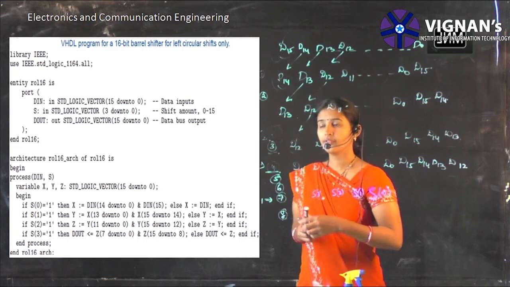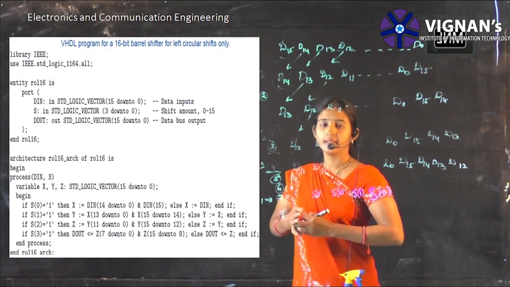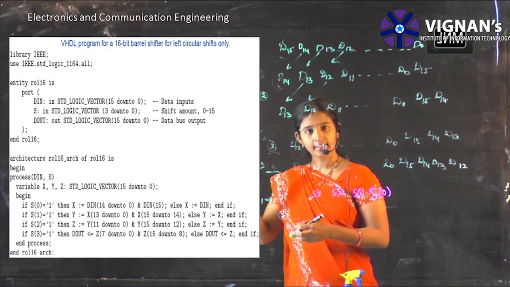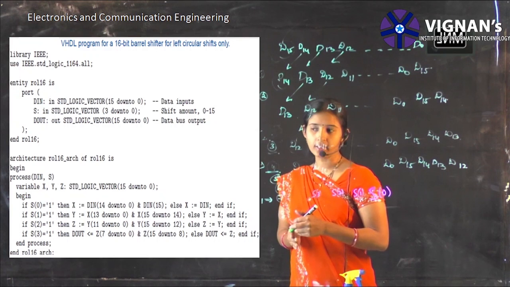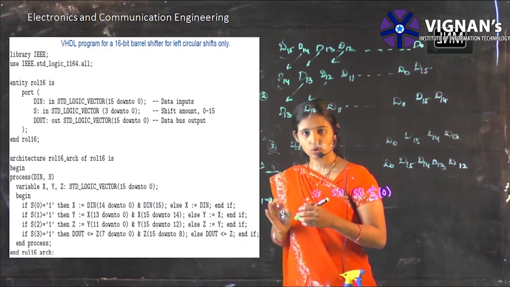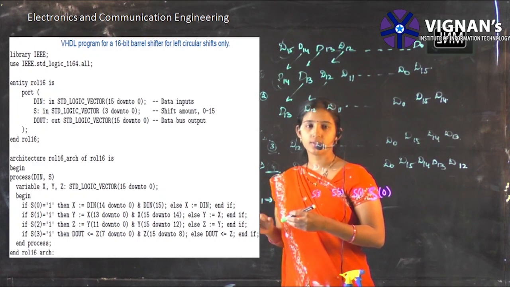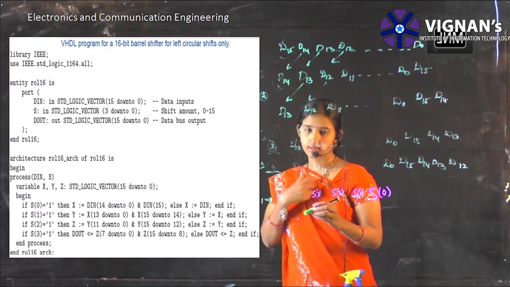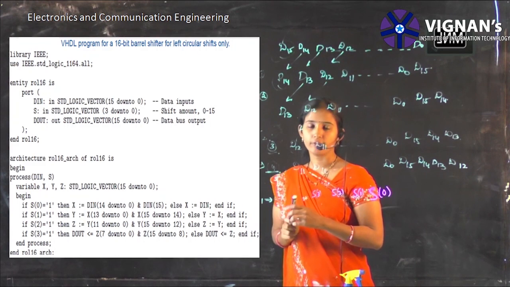See here, from this code you can see the port declaration and everything. It is taking 16 bits of data. At the same time, selection lines are also there. It is having selection lines S0, S1, S2 and S3, that is 4 selection lines, right? Again you will be having your Y output.